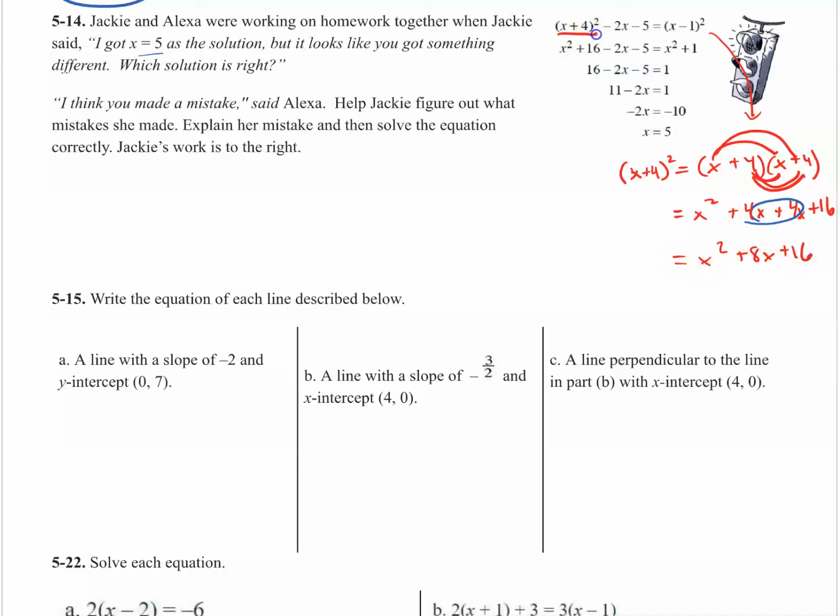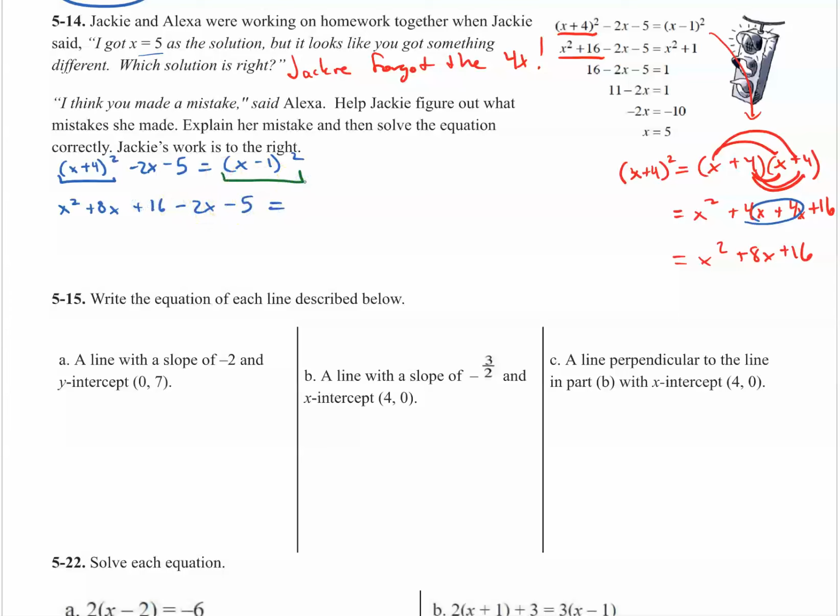Now if you notice, she turned this into x² + 16. So Jackie forgot the 4x. So let's rewrite it correctly for her. We start with (x + 4)² - 2x - 5 = (x - 1)². So this thing becomes x² + 8x + 16 - 2x - 5 equals.